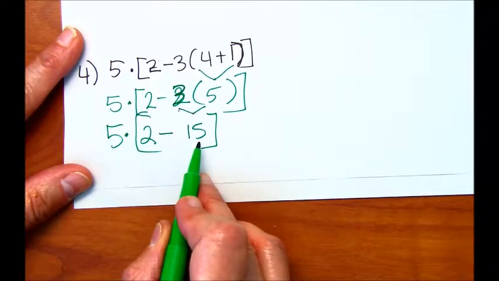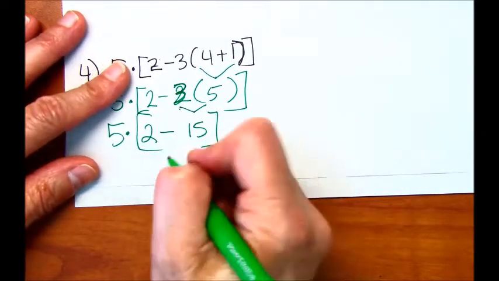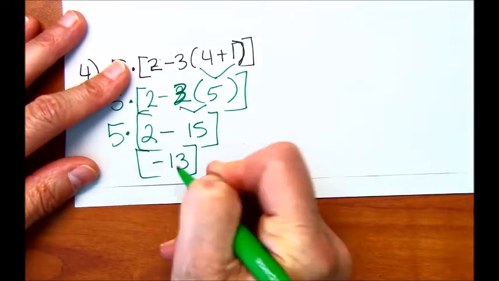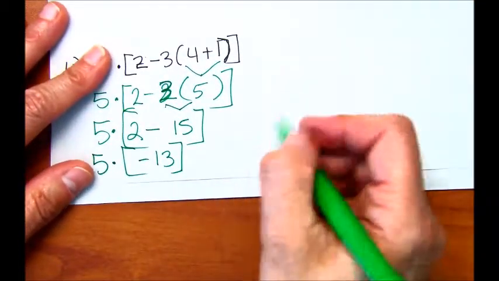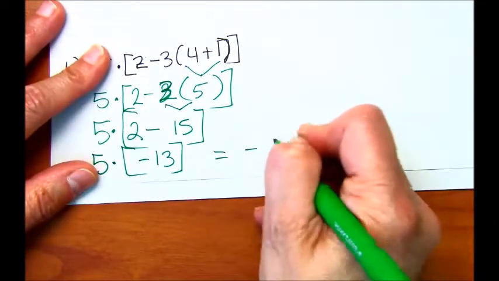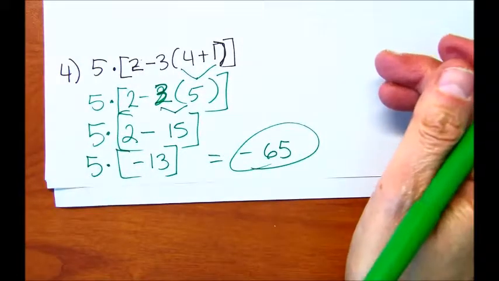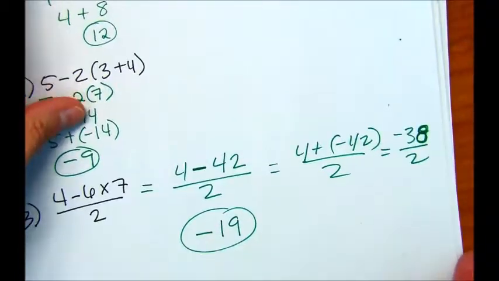2 minus 15, that's the same thing as 2 plus negative 15, or negative 13. And we want to multiply that by 5, and I believe that's going to be a negative 65. Negative 65. Yep, I was correct. Okay, let's keep moving.